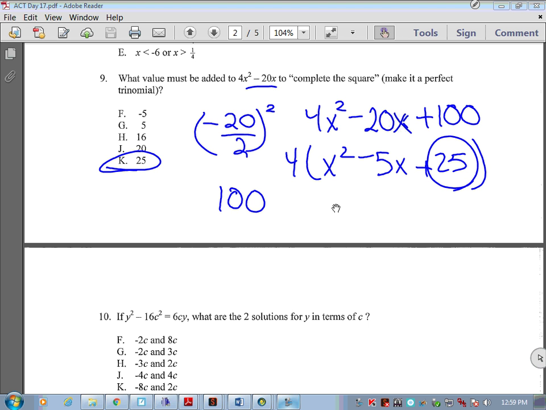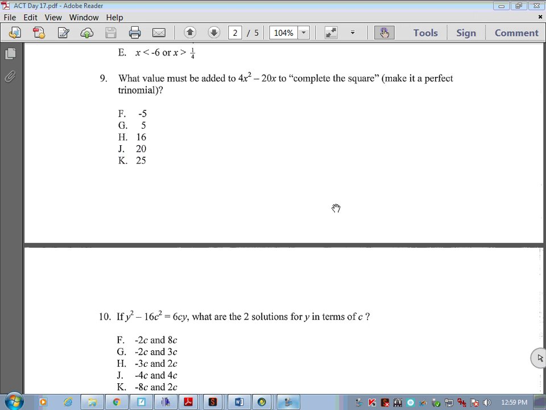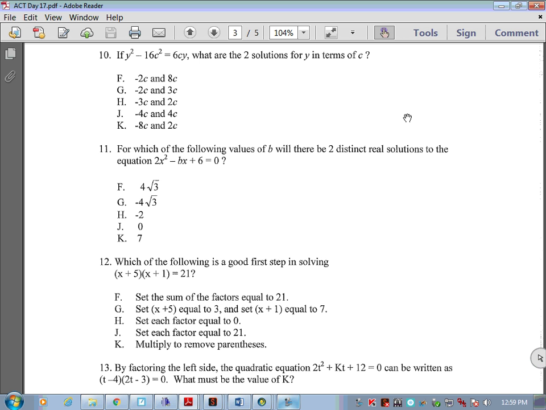All right, let's check our next page, which is 10 through 14. Anybody 10, 11, or 12? 10. If y squared minus 16y squared equals 6cy, what are 2 solutions for y in terms of c? So I'm going to see what I can do, because I don't actually have any work. I don't know if I've lost my work or what. So what I would do to the beginning of this is get everything on the same side. So I get y squared minus 6cy.